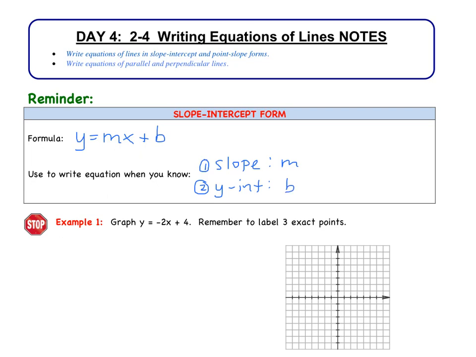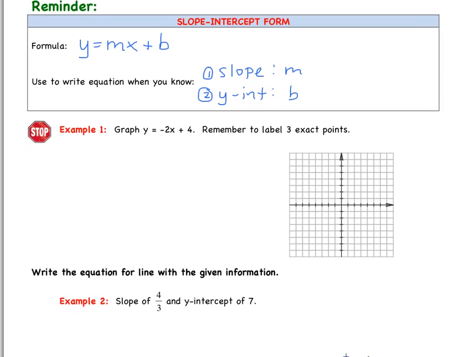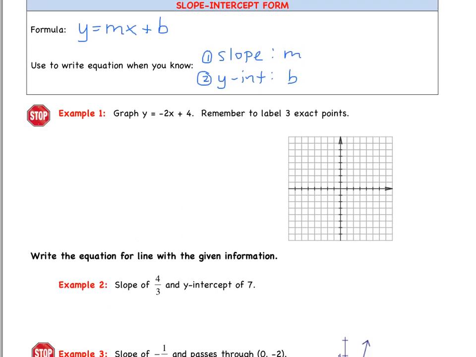Okay? Before we get into actually writing equations of lines, we want to do a quick refresher of graphing an equation in slope-intercept form. So I want you to try this on your own really quickly. Graph y equals negative 2x plus 4, and remember to label 3 exact points on your line. Okay, so go ahead and give that a try now.